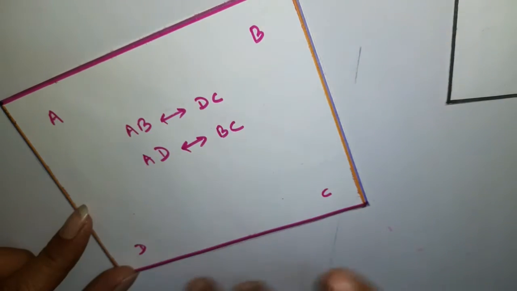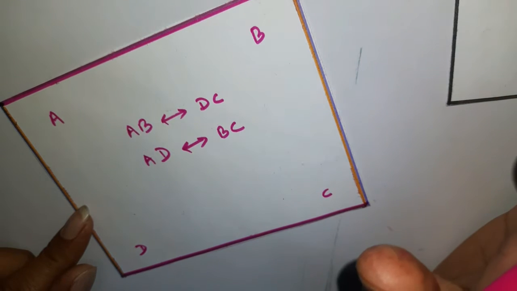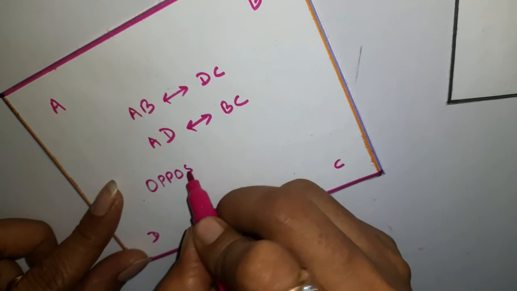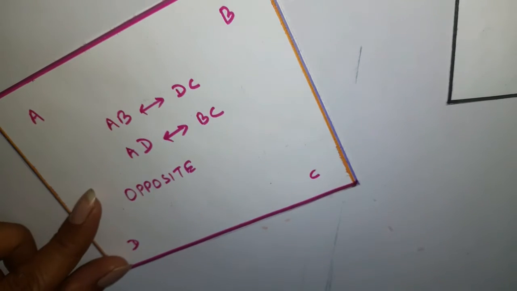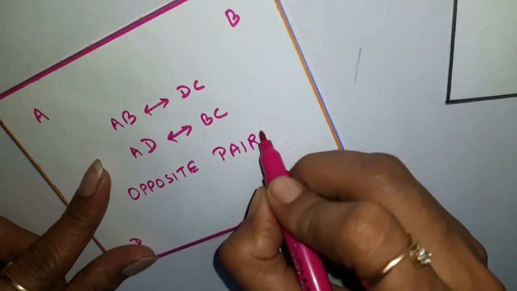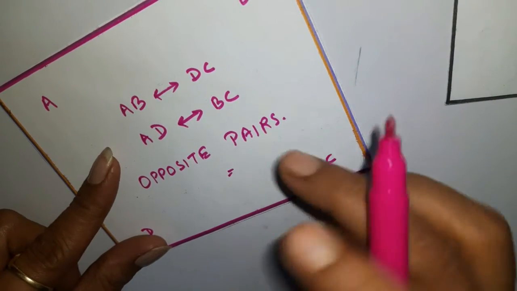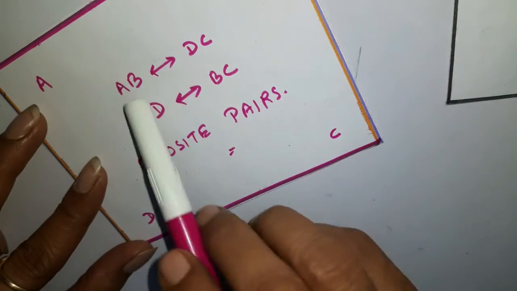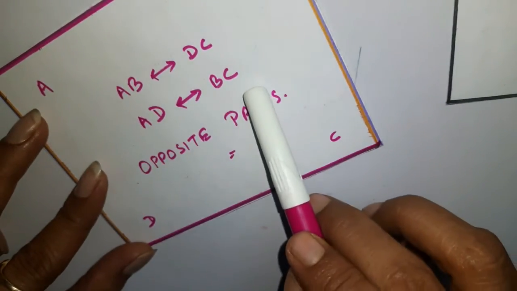So in a quadrilateral we have two pairs of opposite sides. Okay, so we call them opposite pairs. How many are they in a quadrilateral? How many are they in number? They are two. Okay, there are two pairs. This is the first pair, this is the second pair, right?